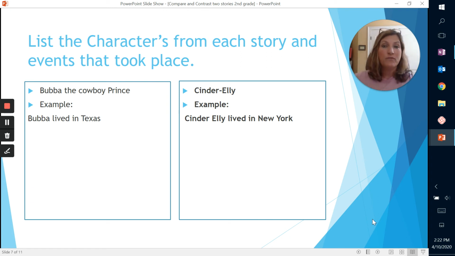I did the first one for you. So under the Bubba the Cowboy Prince, Bubba lived in Texas. That was an easy peasy one. Miss Parker did the easy one. And then Cinderella lived in New York City, right? She lived in New York City. So now just take a few minutes, write down on your paper some things that you remember about both stories.